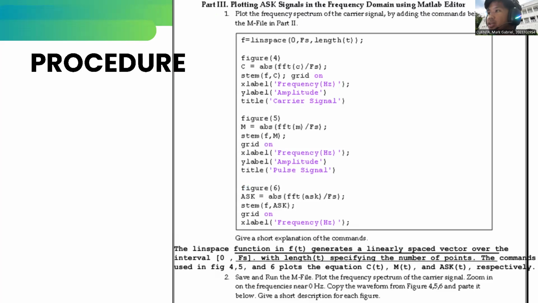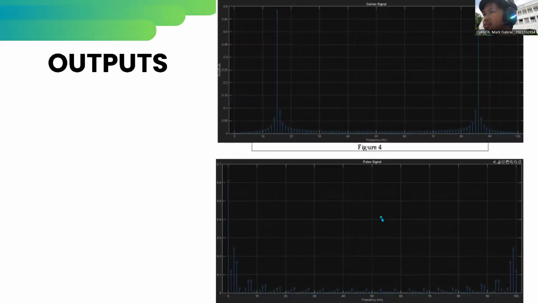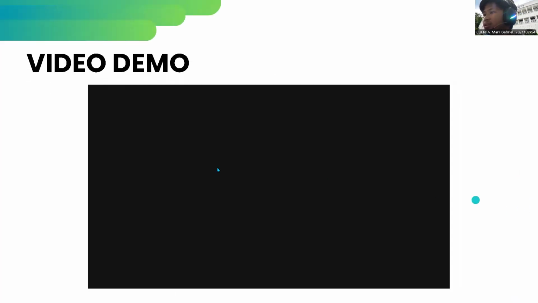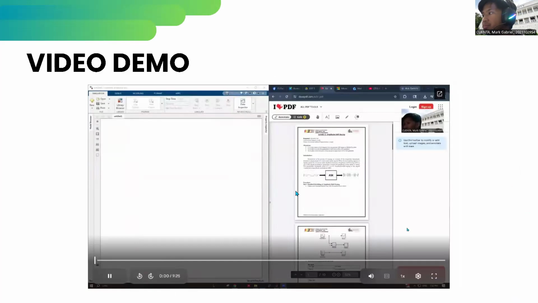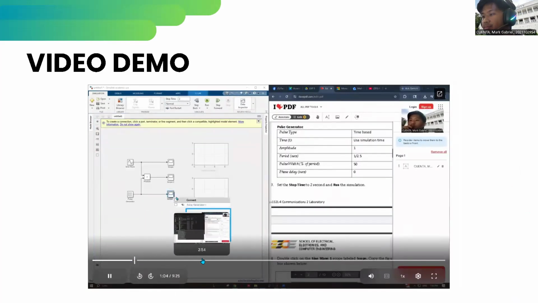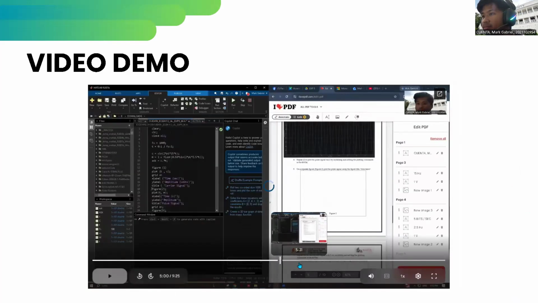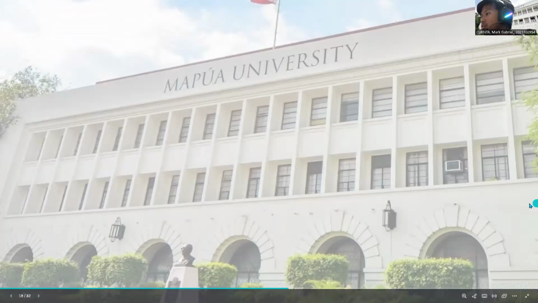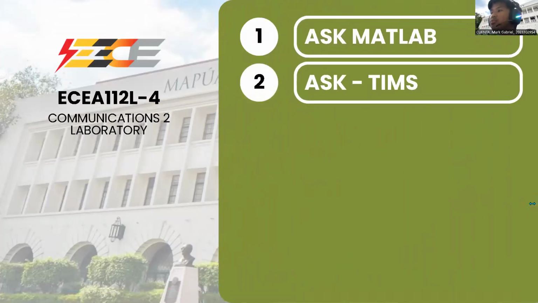Moving on to part 3, plotting the ASK signal in the frequency domain using MATLAB editor. These are the codes. These are the carrier signal, pulse signal, and the ASK signal in the frequency domain. This is the video demo. So that is all for the MATLAB.